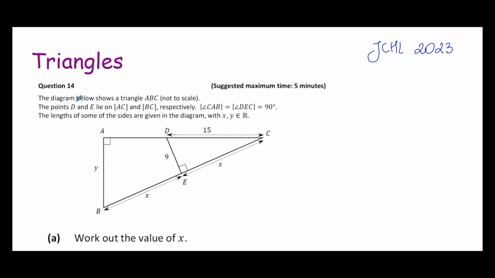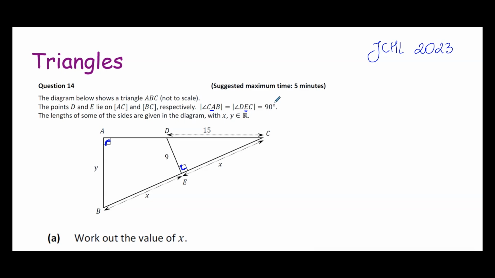values. The points D and E lie on AC. So we can see here is AC, and that's where I have D. And on BC we have E, respectively. And angle CAB, so where you have that middle letter, that's where your angle is. So they are saying this is the right angle. And DEC, so E, where is E? Here. So this is the right angle.